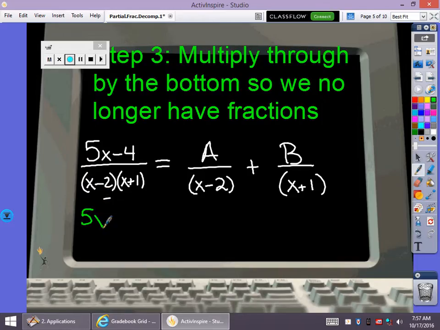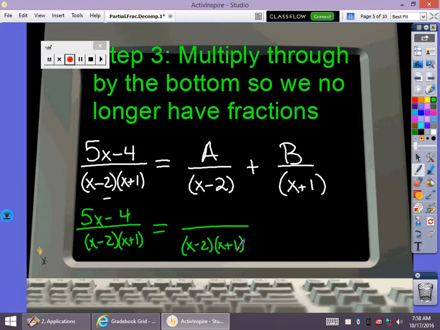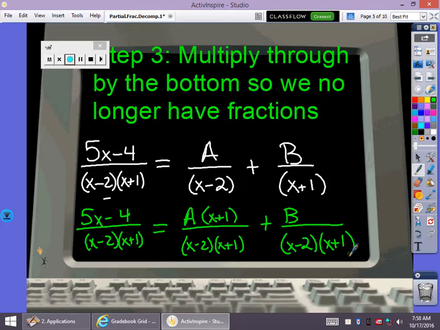I'm going to have 5x minus 4 over x minus 2 x plus 1 equals x minus 2 x plus 1. A is missing what part? X plus 1 plus b over x minus 2 x plus 1. What is b missing? X minus 2. Okay? Good so far?